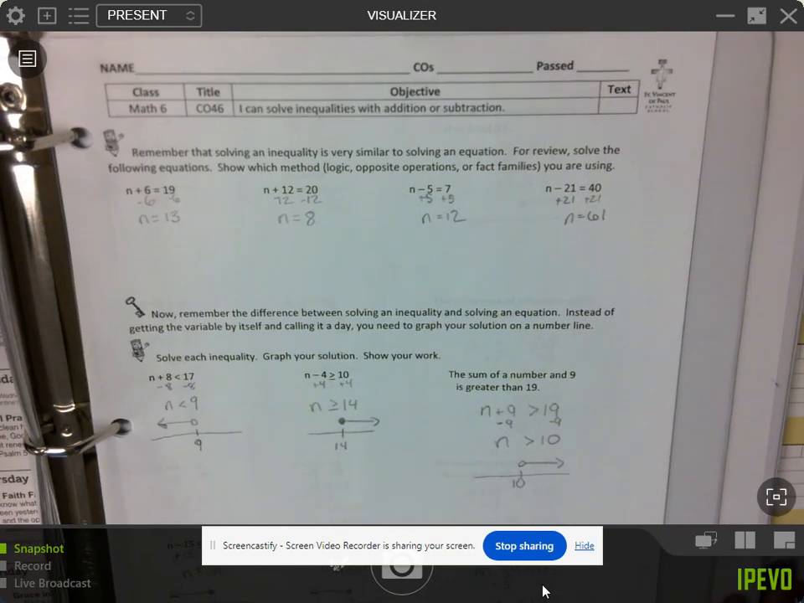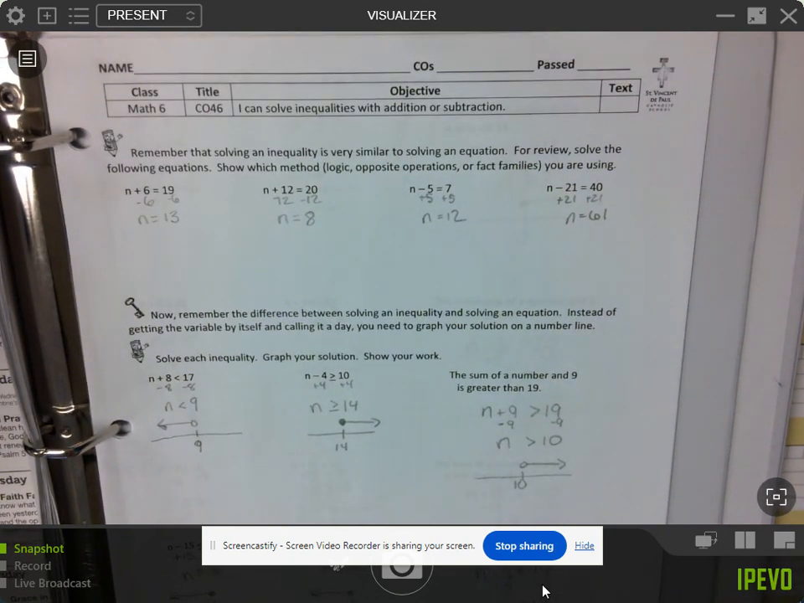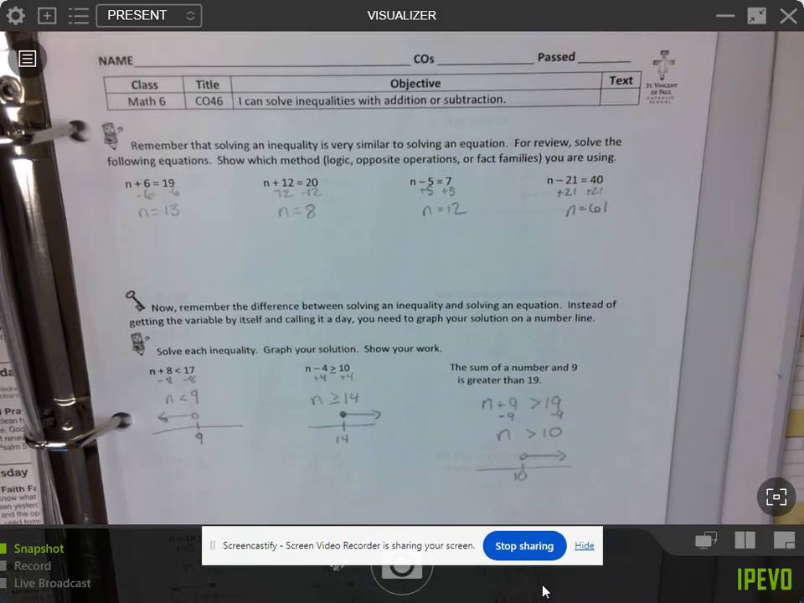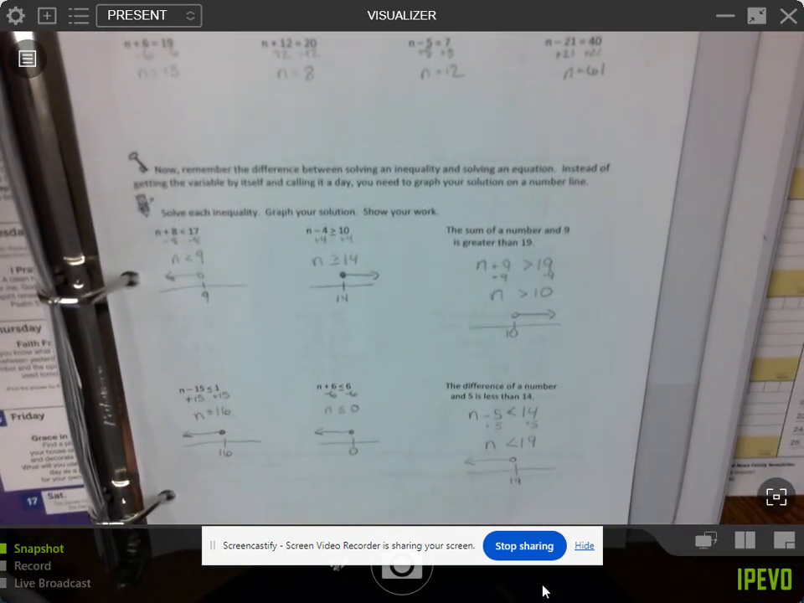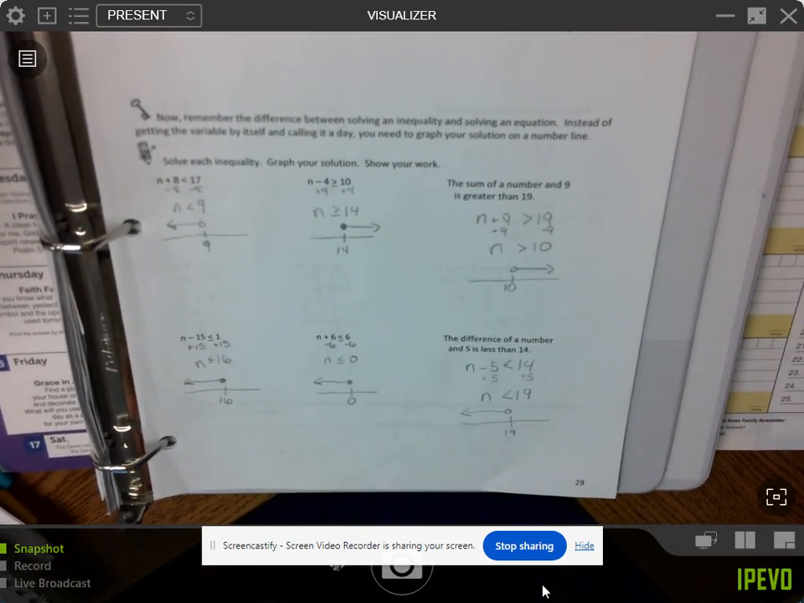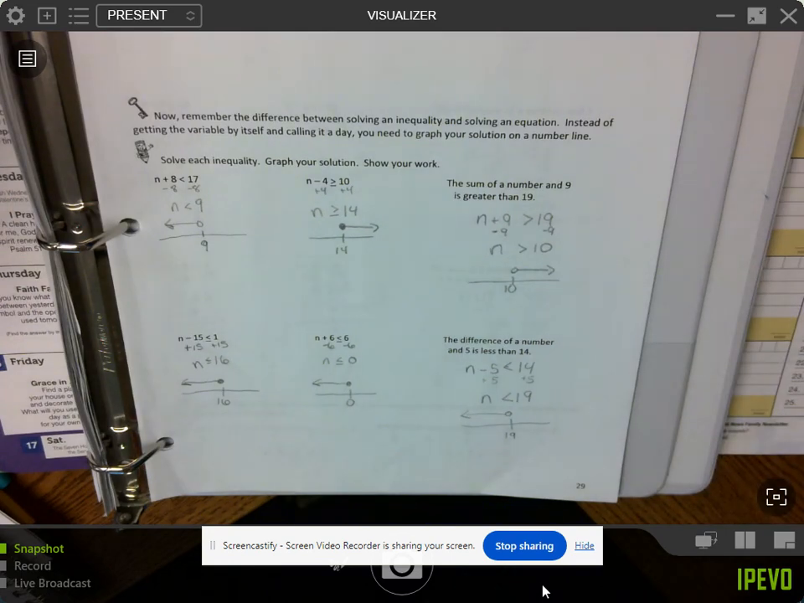Good morning. Today we are correcting CO46. I can solve inequalities with addition or subtraction. Some of these we worked on together, and some you had to do on your own. We were combining objectives that we have already been working on. So it wasn't new things we threw into this, we just combined objectives together.